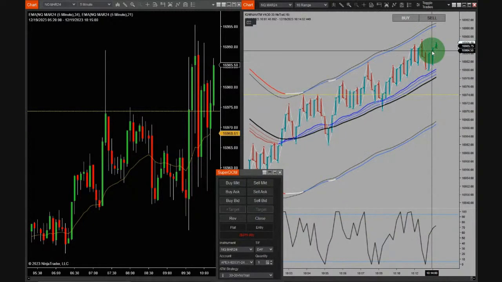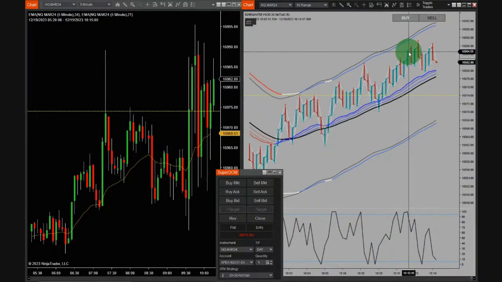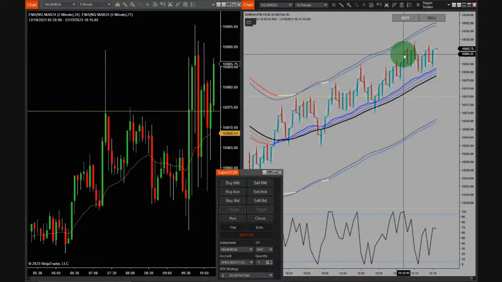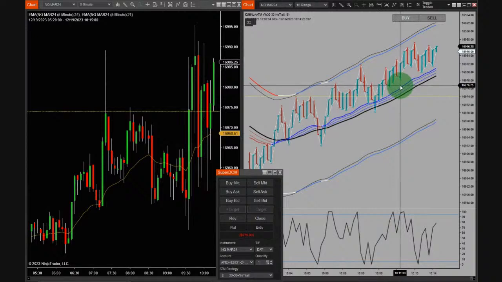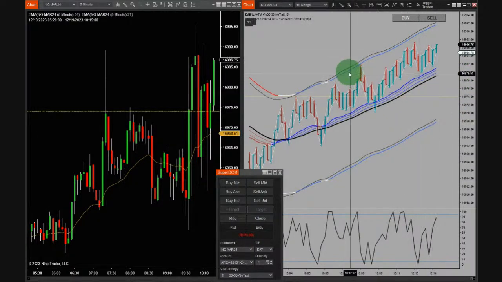So our target would be 91.75. And our stop would be 675 down here. So would this trade have worked out? It's probably just going to bounce up and down for like 25 minutes. So it's not really good content.